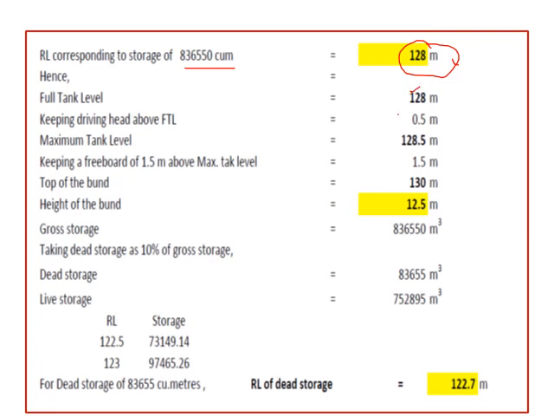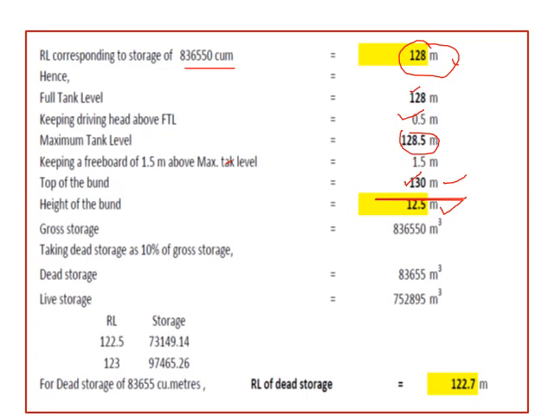Give a driving head of 0.5 meters for the surplus weir, so we get 128.5. Anything that comes above 128 will go up to 128.5, particularly during the floods. So we have given 0.5 meters as the driving head. Now keeping a freeboard of 1.5 meters above the maximum tank level, we get the top of the bund. So the bund top gets fixed at 130, and we know that the lowest RL is 117.5 at the side, so therefore 12.5 meters is the height of the bund. This is the height of the bund that you have to fix.